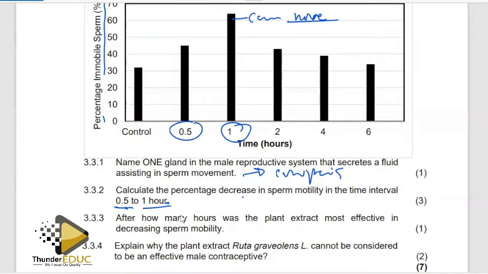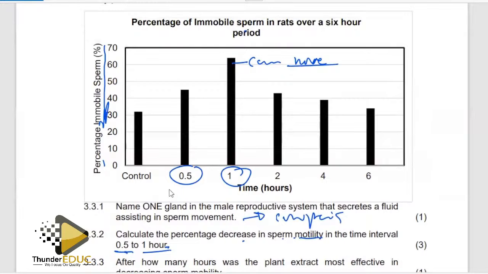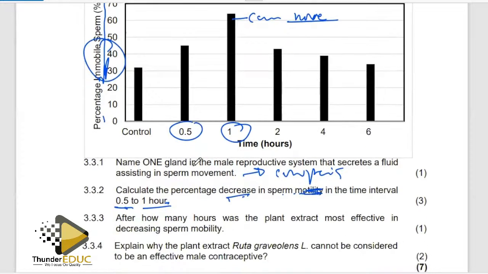Calculate the percentage decrease in the sperm mobility. Decrease in sperm mobility. Remember, what we have here is immobility. Do you understand? So it means that they are looking for the percentage increase in the immobility, because they're saying percentage decrease in the mobility. Hey, yeah, examiner. Anyway, we use the same formula.